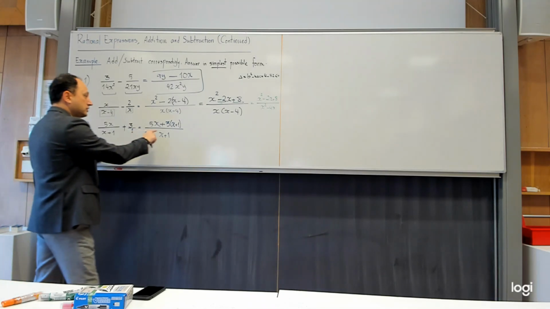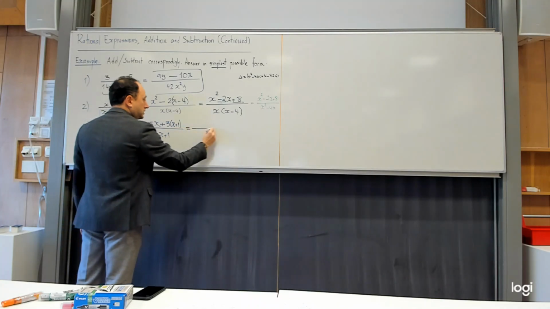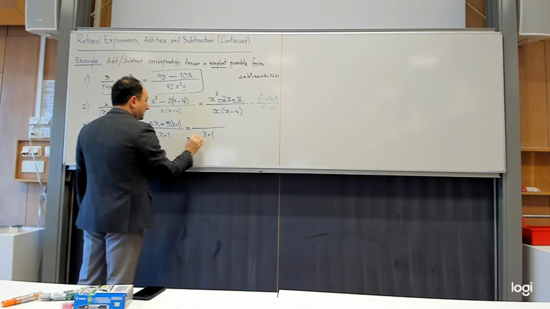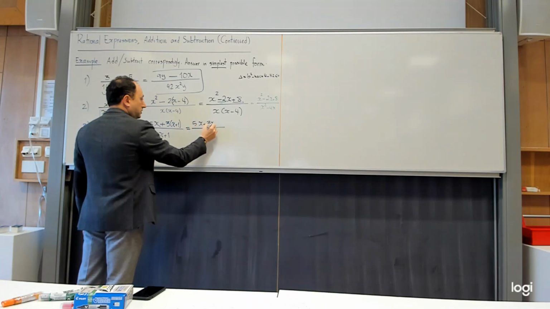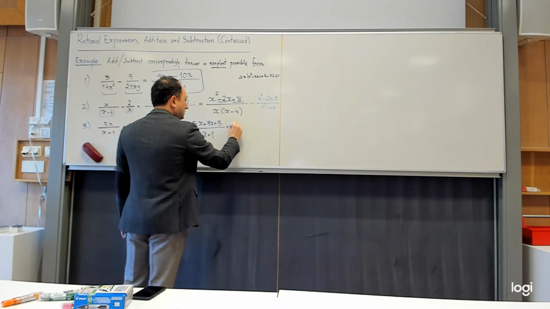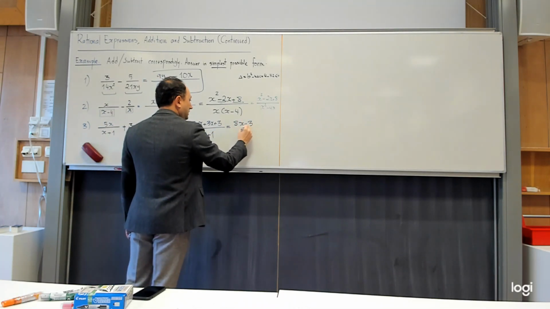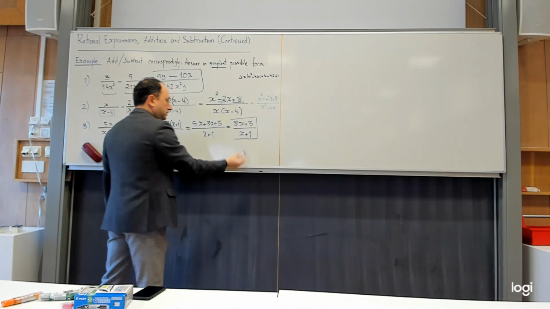And then, of course, you shouldn't stop because you want to simplify it as much as possible. So the denominator would be x plus 1. The numerator will become 5x plus 3x plus 3. But 5x plus 3x is 8x plus 3 divided by x plus 1. And I hope that you agree that this cannot be simplified anymore.